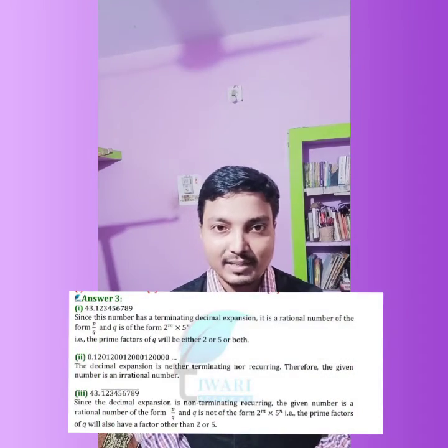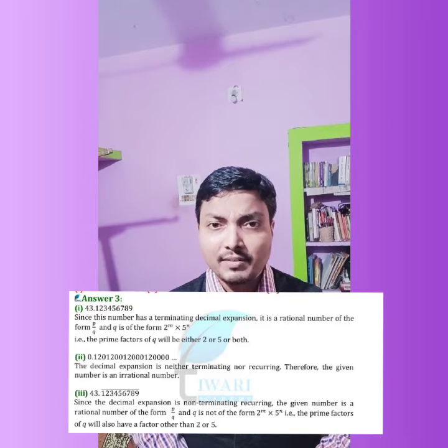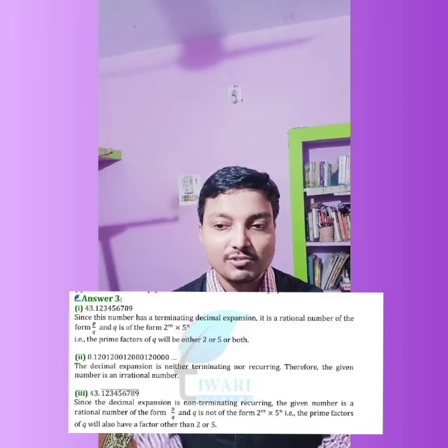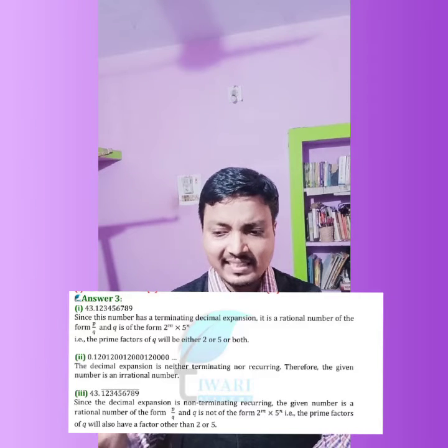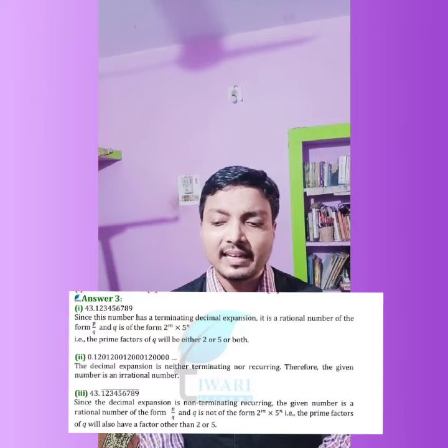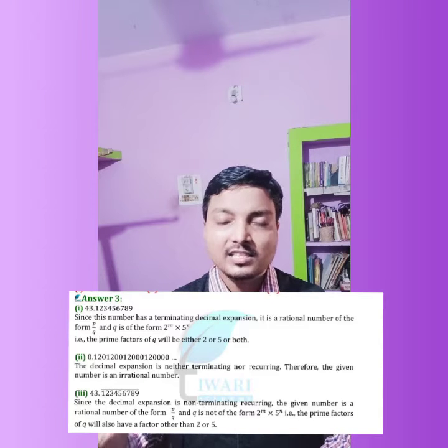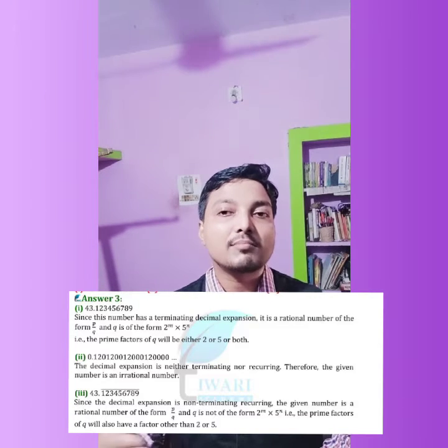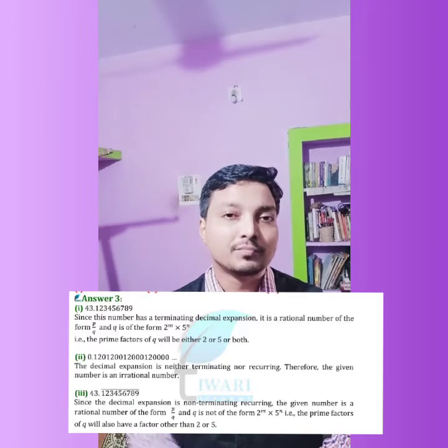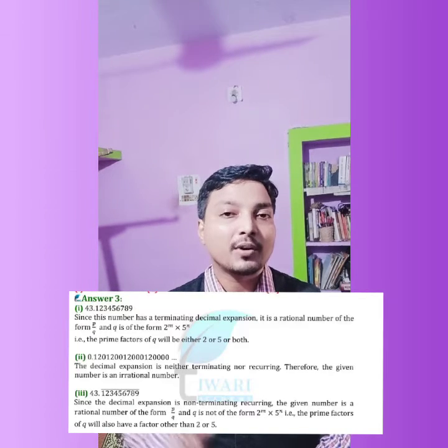In question number 3, the decimal expansion is given. By seeing the decimal expansion, you just have to say, if it is the decimal expansion of a rational number, what is the property of the denominator?